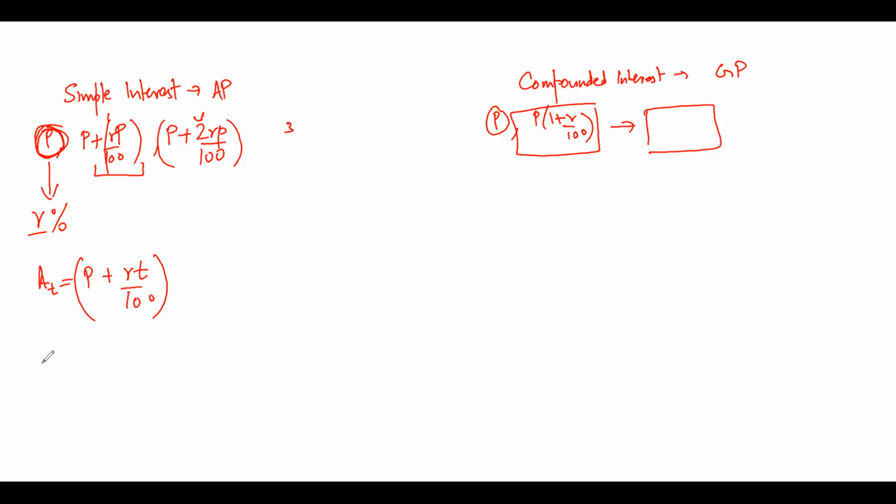Similarly, if you want to find the interest across T years, that is going to be principal into rate into time over 100, because every year you get P into R over 100. In T years, you will get P into R into T over 100. Does that make sense, guys? Is that fine? Okay, now let's get to some questions so that we can understand.